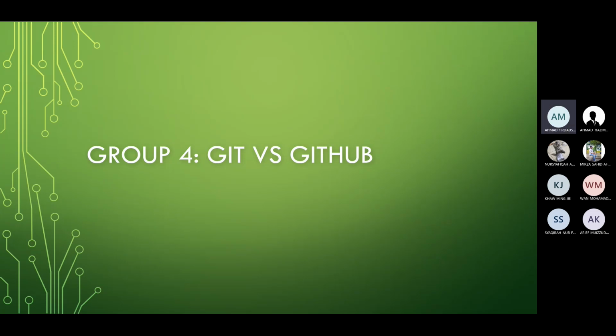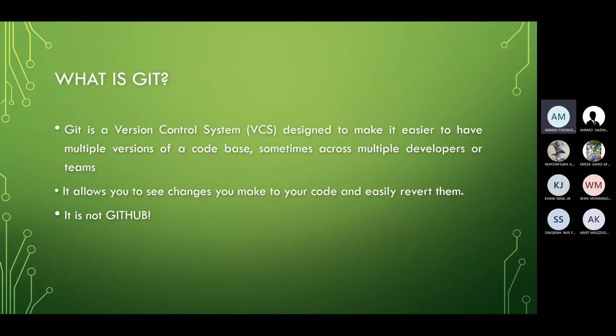So my team will tell about what's different between Git and GitHub. So what is Git? Git is a version control system designed to make it easier to have multiple versions of a code base, sometimes across multiple platforms, developers or teams. It allows you to see changes you made to your code and easily revert them. It's not GitHub.